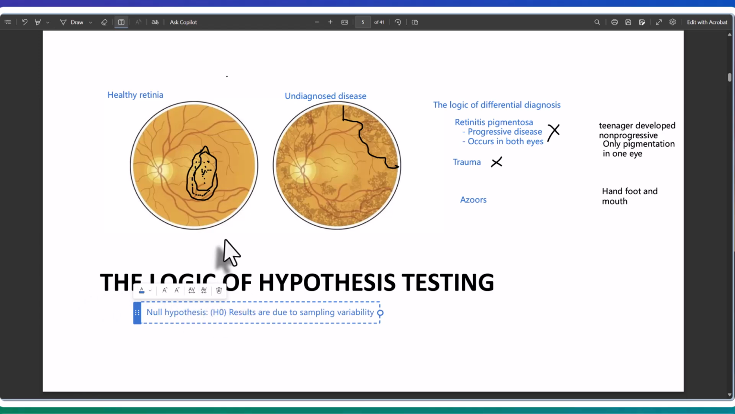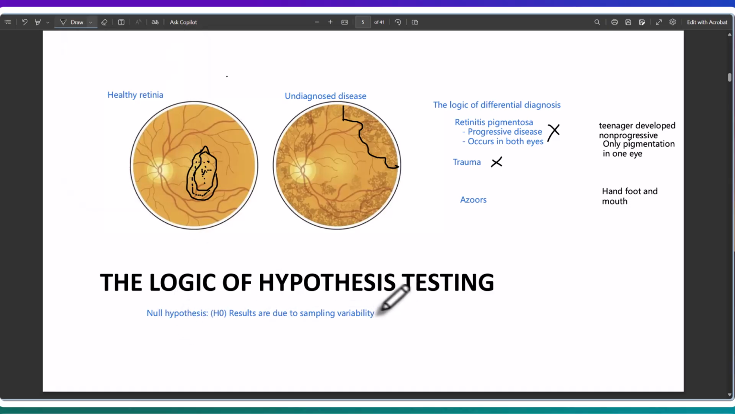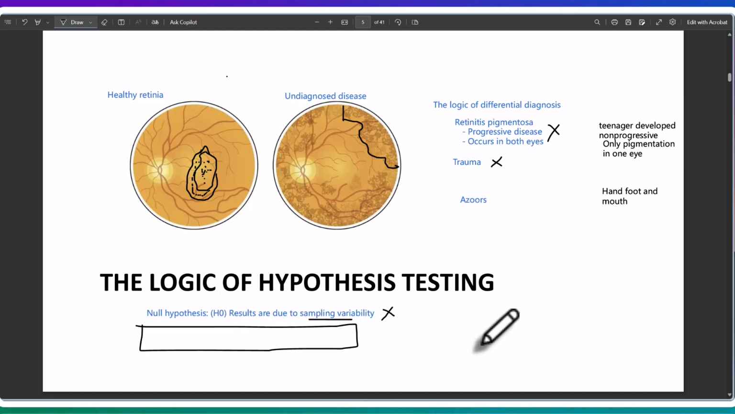and we have to rule that out. We have to rule out the null hypothesis with sufficient evidence. So we have to rule that out first before we can conclude something else. And whatever that something else is, I'll define in a minute. But this always has to be ruled out first, that it's not due to sampling, or at least it's very unlikely to be due to sampling variability, just as it's very unlikely to be due to trauma, and it's very unlikely to be due to retinitis pigmentosa before we can conclude something else.